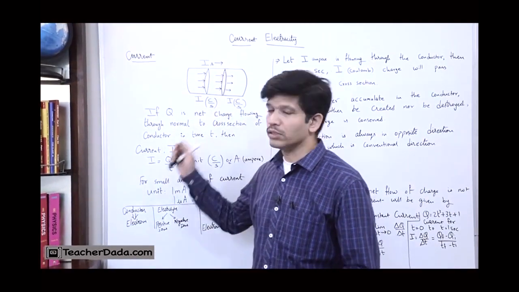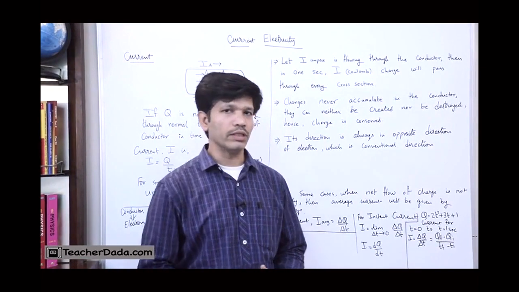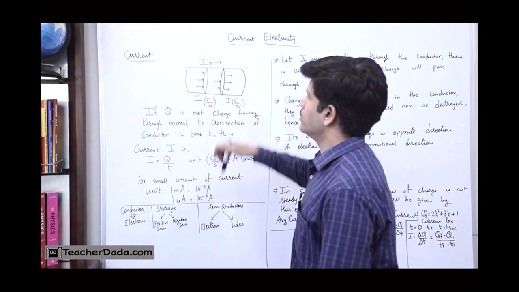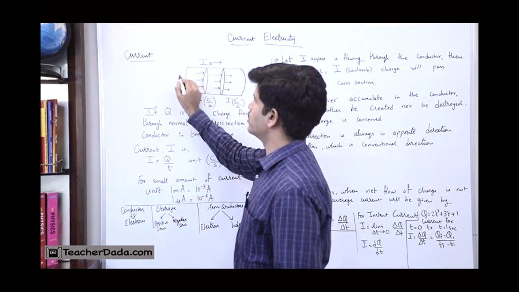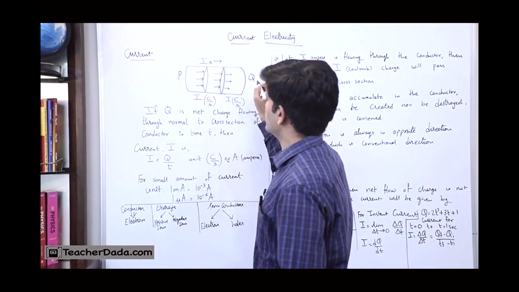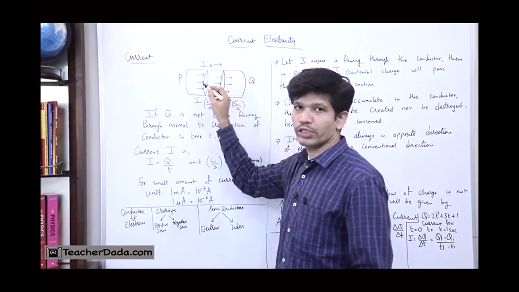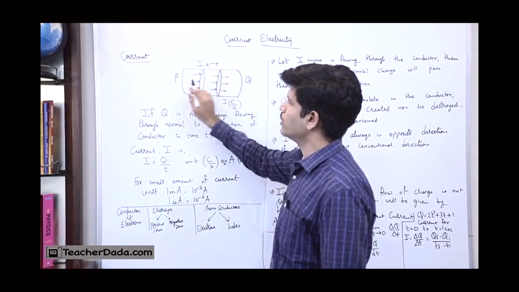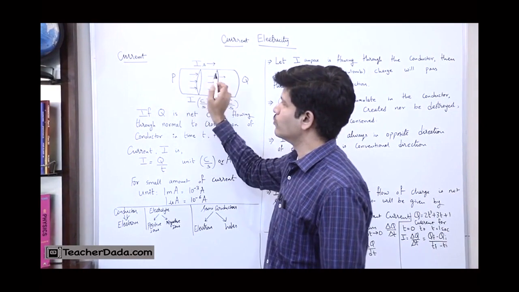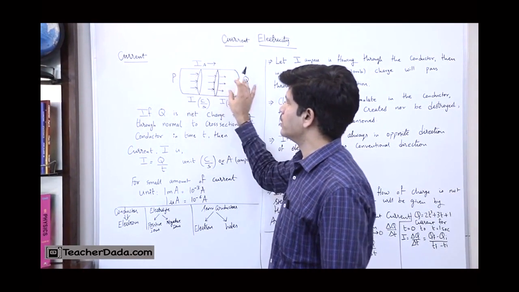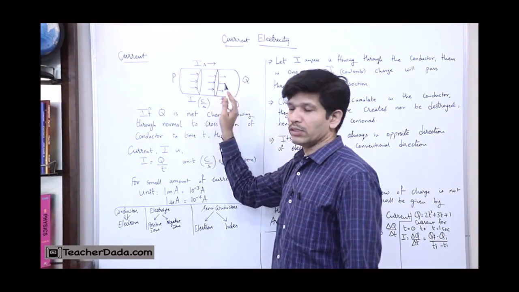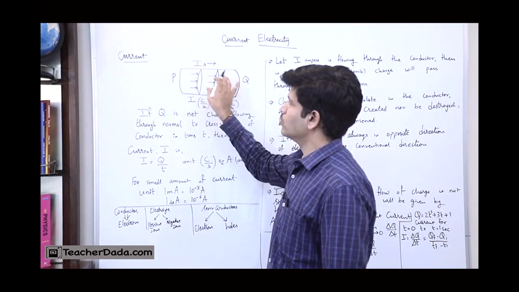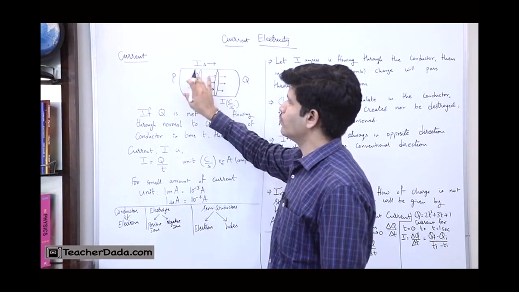Now let us study the basic introduction of the topic. Now see, this is the conductor. Let us name this conductor PQ, and you can see this is a cross-sectional diagram of the conductor. You can see the arrows also. Arrows show the flow of the charge. They are entering at one end and coming out from the other end. Suppose this conductor is attached to the battery, so this will be the flow of electrons.